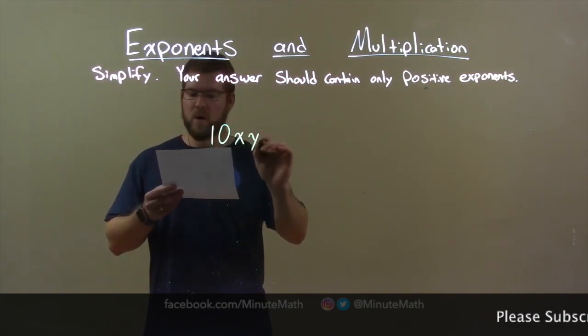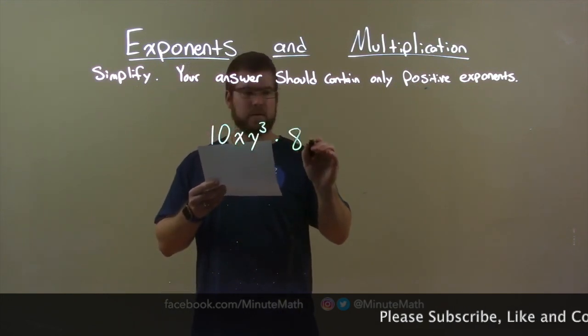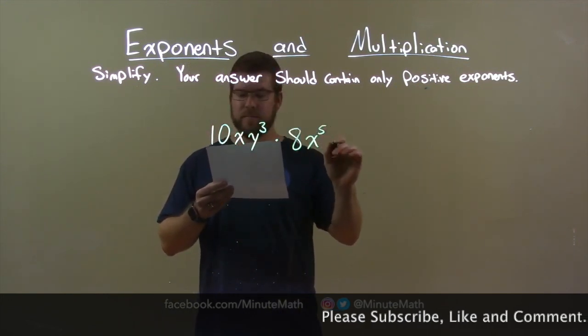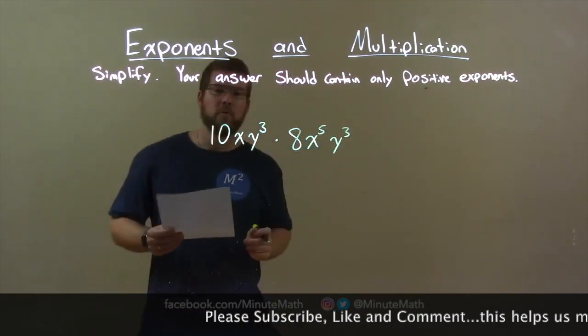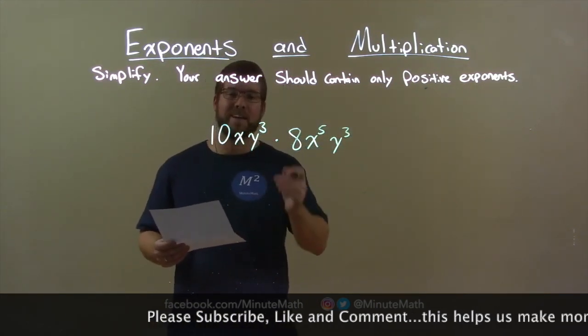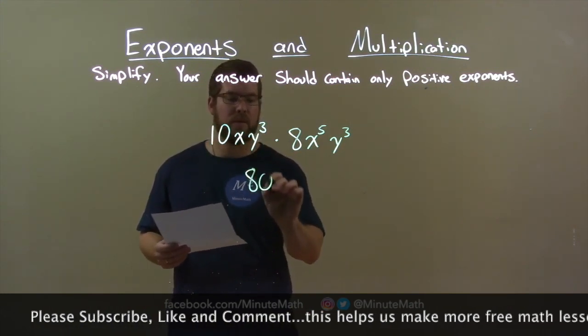10x y to the third power times 8x to the fifth power y to the third power. Alright? Well, first thing I look at is my coefficients. I need to multiply them. 10 times 8 is an 80, so put that down there.